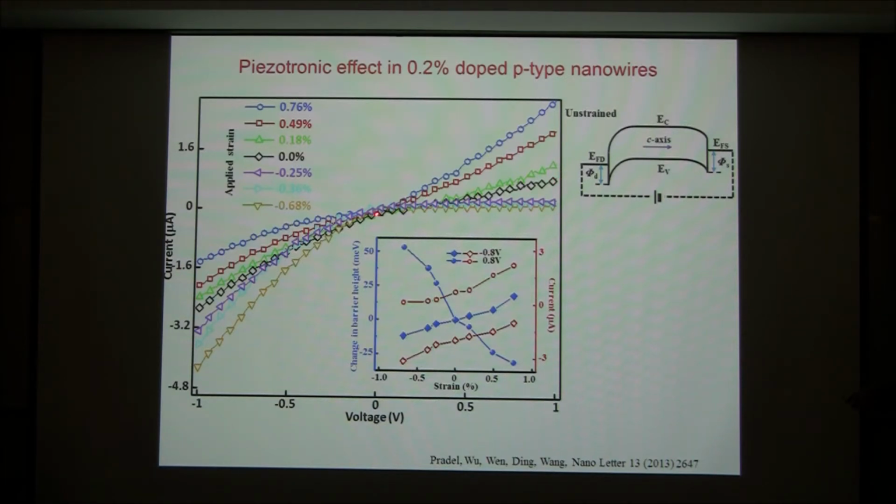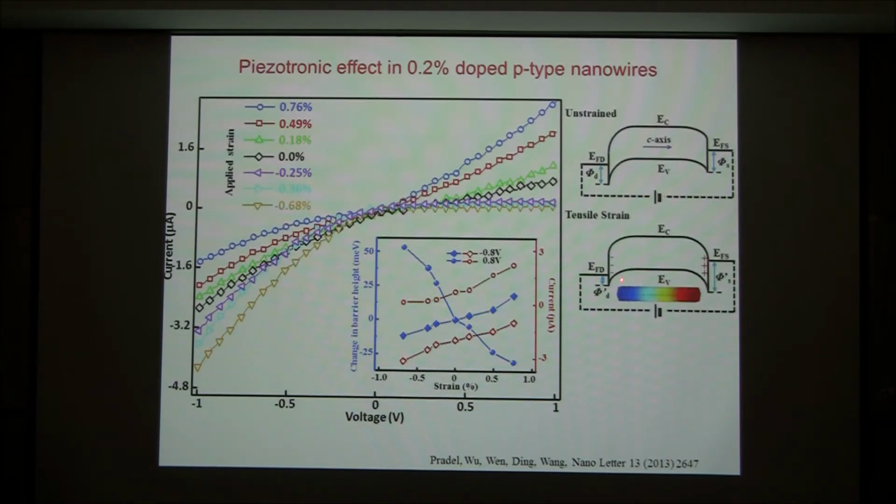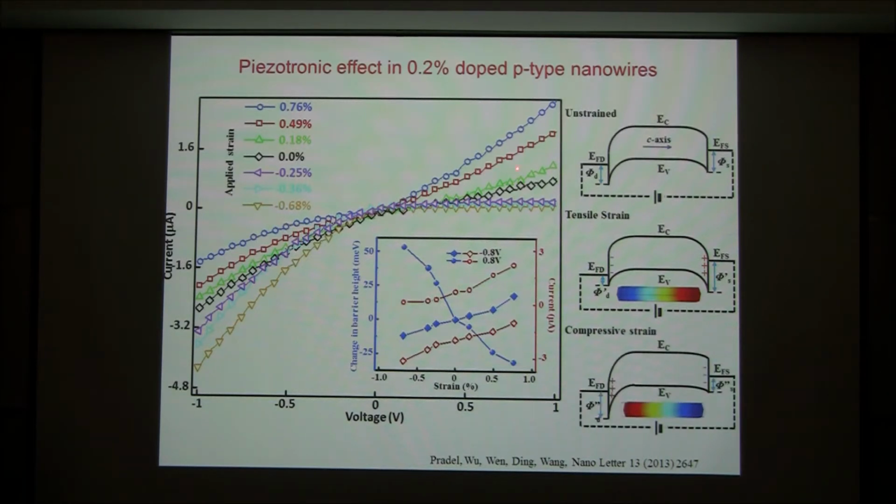The dark curve is the zero strain. On the 0.76 tensile strain, you see the current increase to here, but at the reverse bias, it drops to here. This side increases, this side drops. Why so? It's because the different sign of polar charge appears at the two different ends, which can raise the barrier and lower the barrier for the P-type transport. This is a typical characteristic of piezotronic transistor in P-type materials.